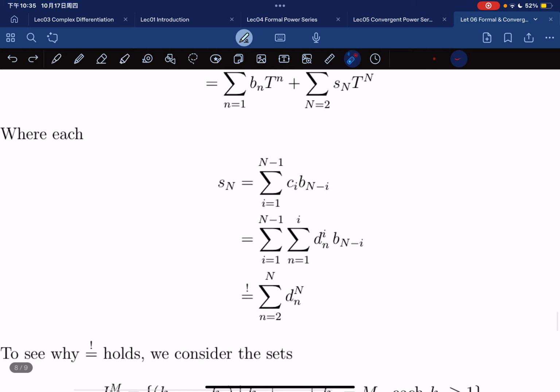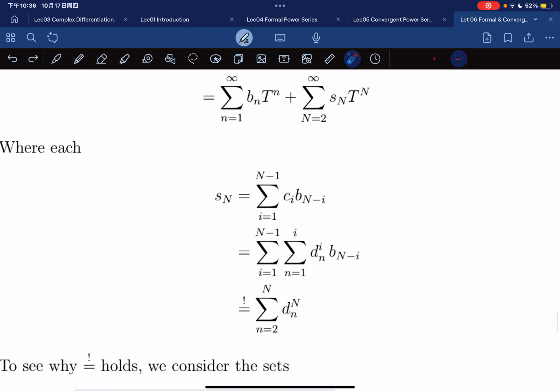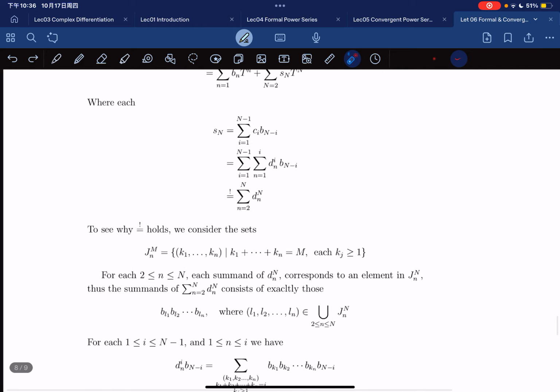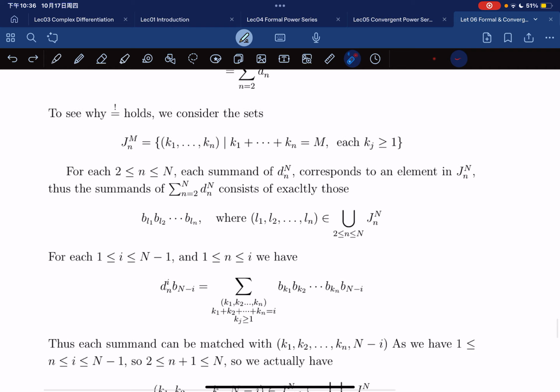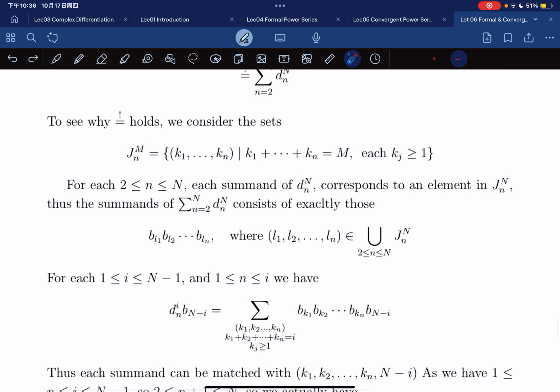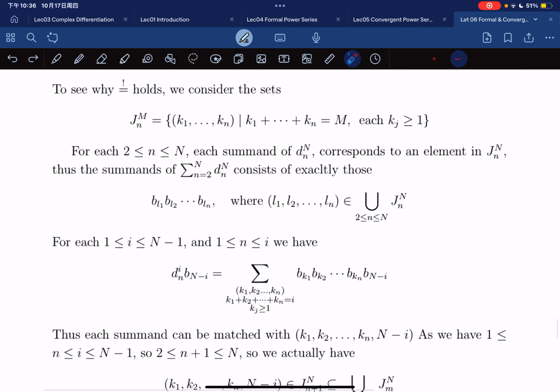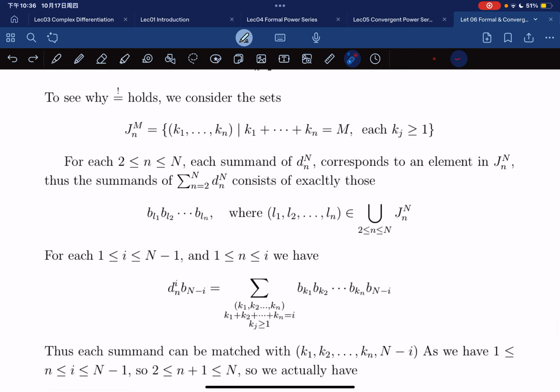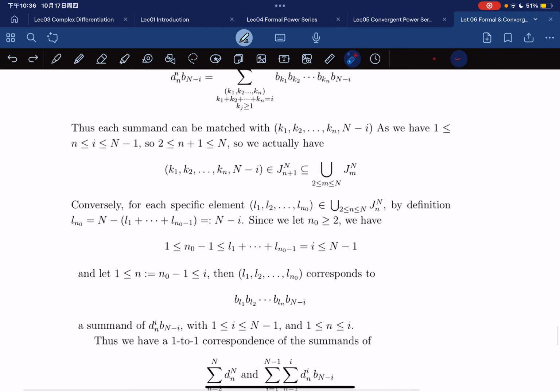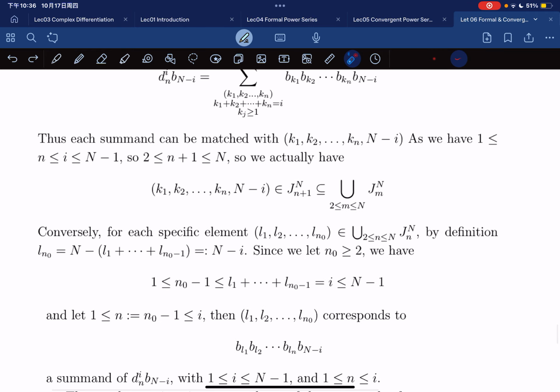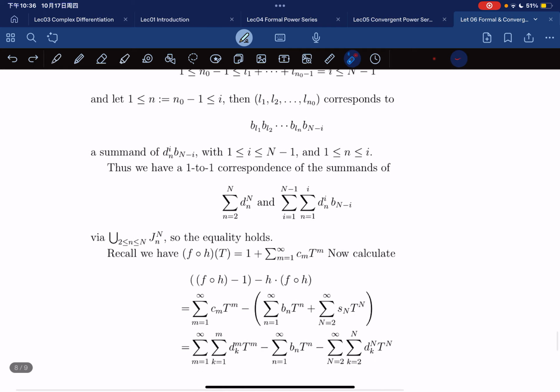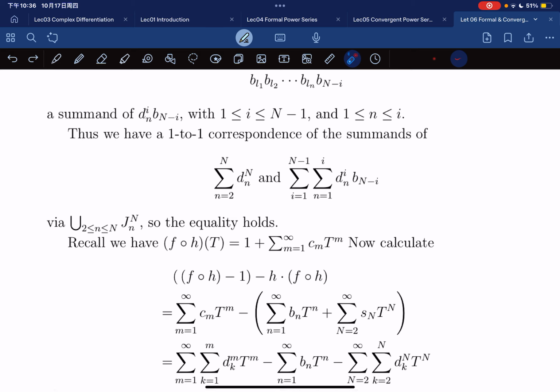So, and 60% of the proof is explaining why this holds, right? And here is the text. So maybe I'm tired of this. So probably you should take a look at yourself, right? Maybe take a look at this. So the equality holds, okay?